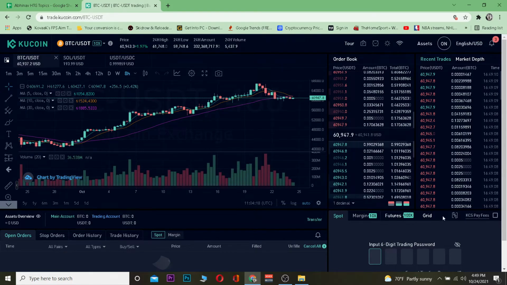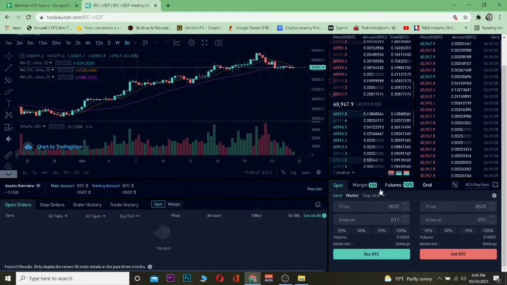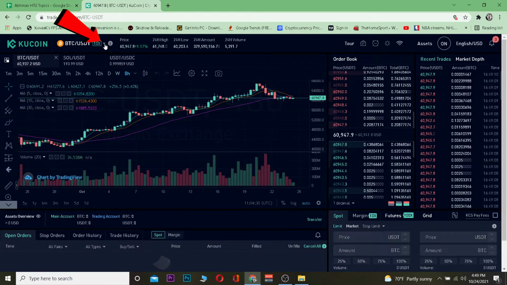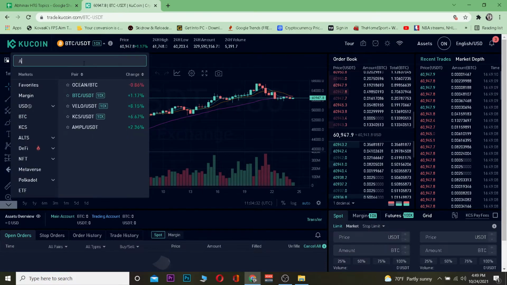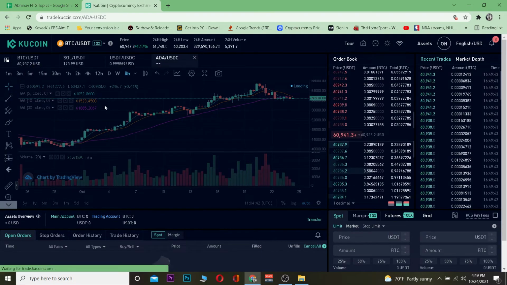Once you're over here, you need to enter a 6-digit trading password, so I'm going to enter that. After you do that, if the password is correct, it's going to open up. Once it opens up, you just click on this arrow looking thing over here, and you want to search for ADA, which is Cardano. So it says ADA/KCS, ADA/USDC, which means what you want to use to buy ADA. So I want to use USDC to buy ADA, so I'm going to go on ADA/USDC.